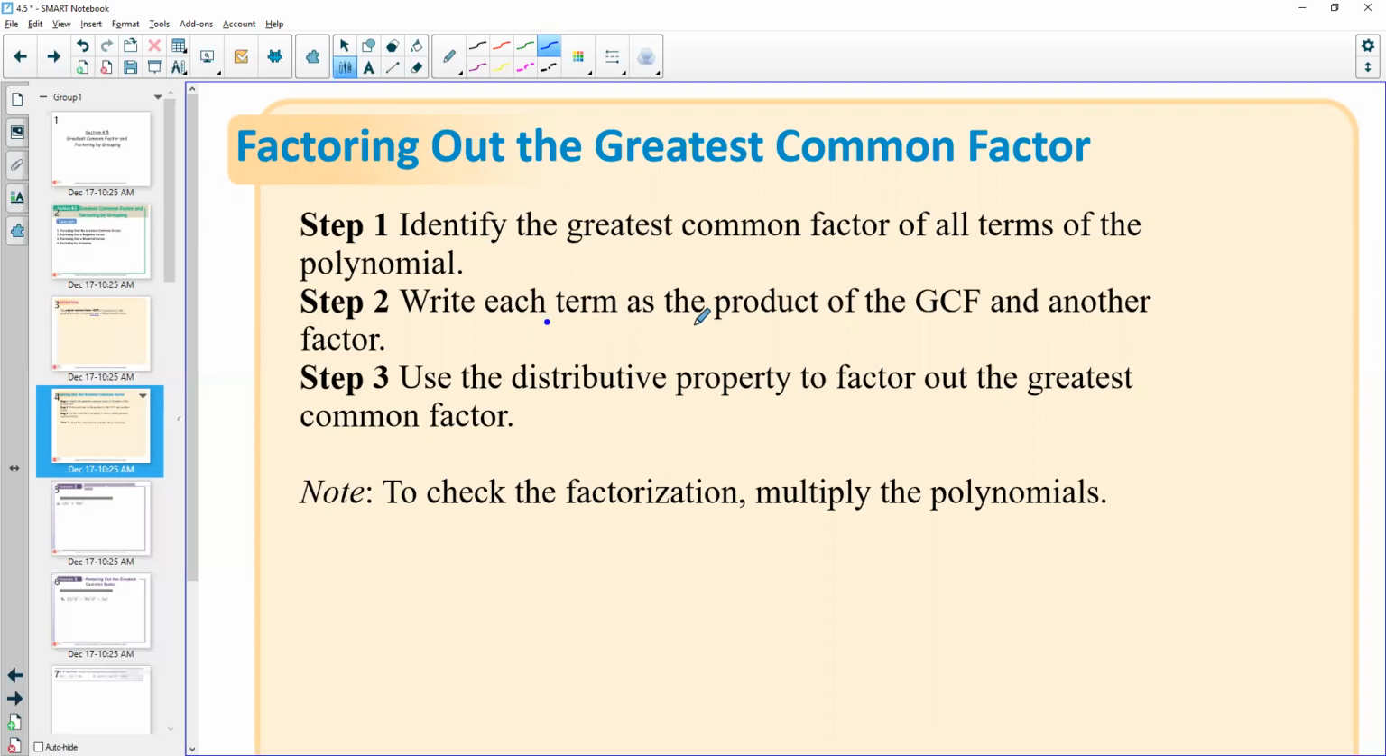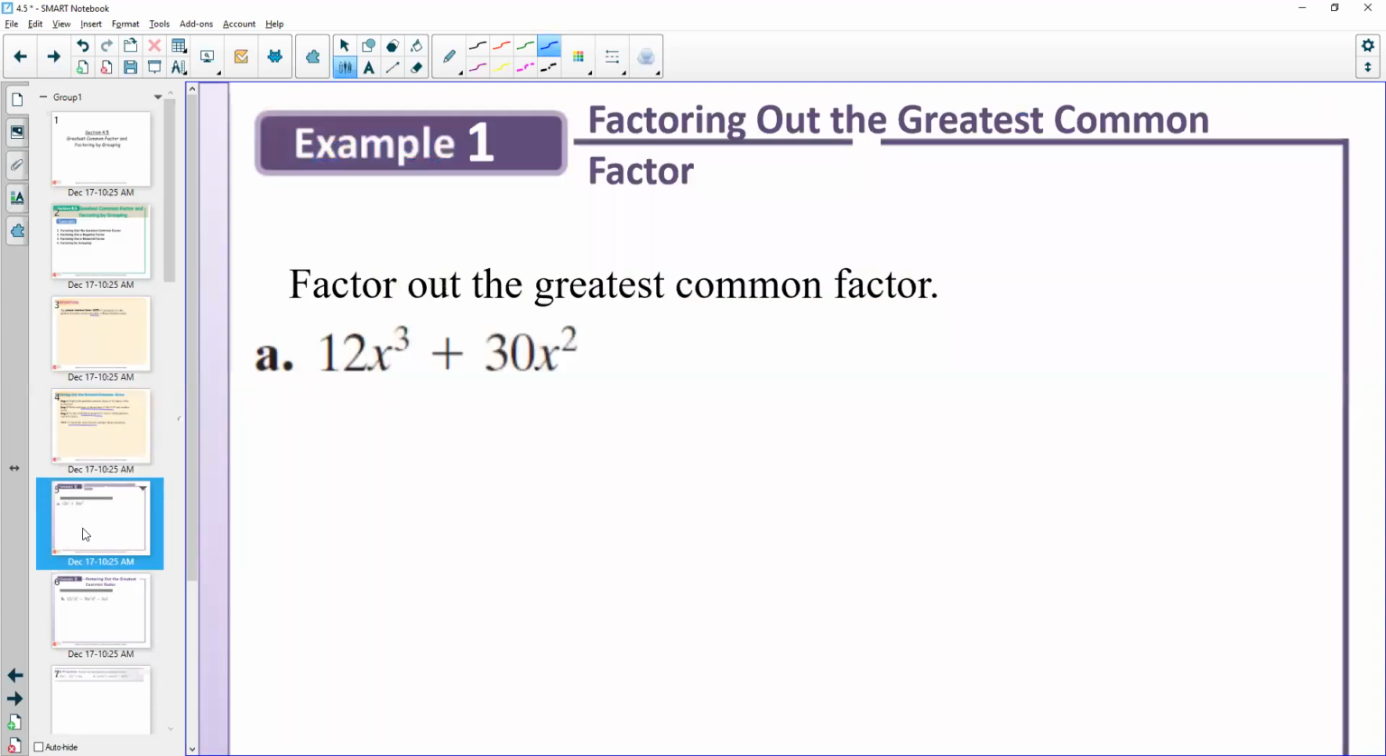Write each term as the product of the greatest common factor and whatever's left, and then use the distributive property basically backwards to pull it out. The thing to remember here is you can always check in algebra by redoing your work the opposite direction. If it works out and you get back what you started, you're good. And if you don't, something went wrong. It's easy to check yourself.